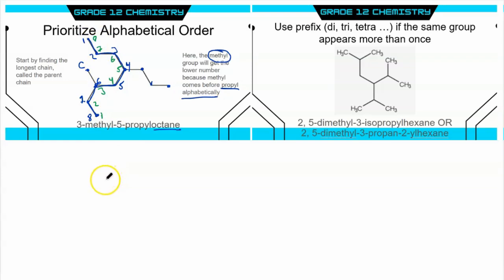Now if I do it the first way, methyl is getting the 6th carbon, whereas if I do it the second way, it's getting the 3rd carbon. So we're going to prioritize that lower numbering system. We're going to ignore the blue numbers that I've written here.